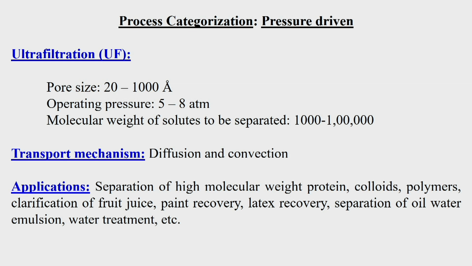When we have high pore sizes, towards 1000, then convection will take place. When the pore sizes are around 20 angstrom, or when the molecules have molecular weight around 1000 or more, then diffusion will take place. When the molecules have molecular weight in between, then diffusion as well as convection will be controlling the transport mechanism. There are also so many applications, and ultrafiltration has the maximum application in the industry.